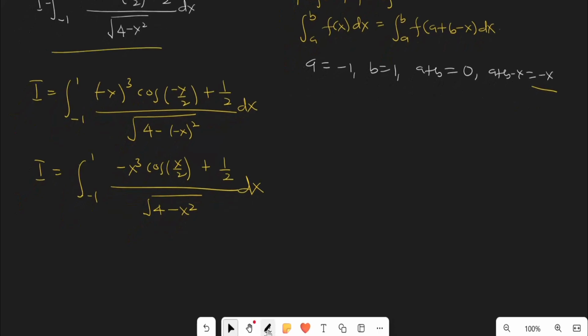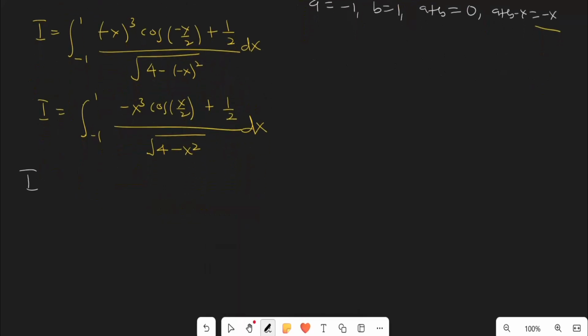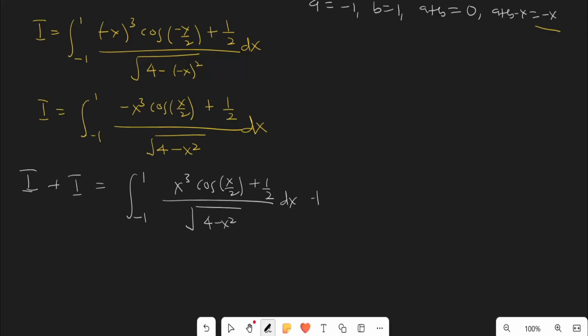So what I'm going to do next is to sum the integrals. So the original integral plus the integral transformed by the King's property is equal to the integral from -1 to 1 of x to the third cosine of x over 2 plus 1/2 divided by the square root of 4 minus x squared dx, plus the integral transformed by the King's property, which is the integral from -1 to 1 of -x to the third cosine of x over 2 plus 1/2 divided by the square root of 4 minus x squared dx.